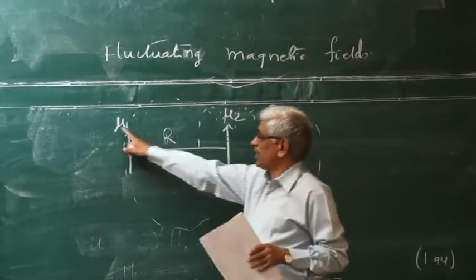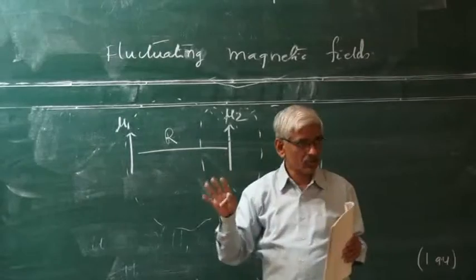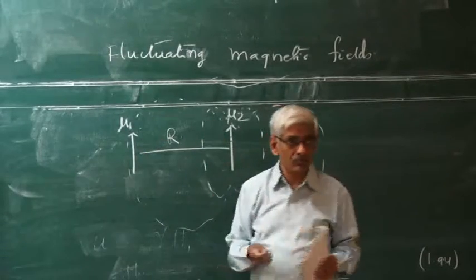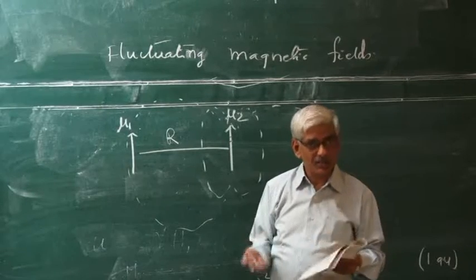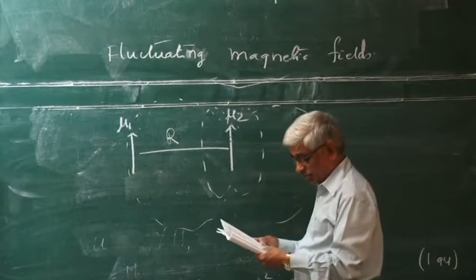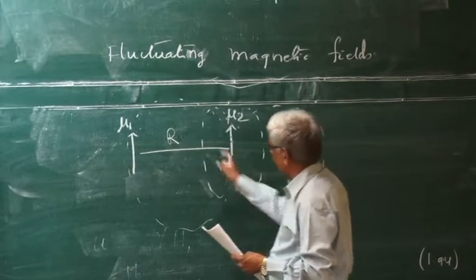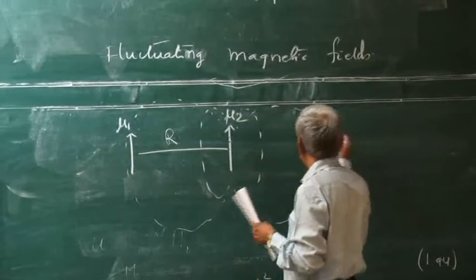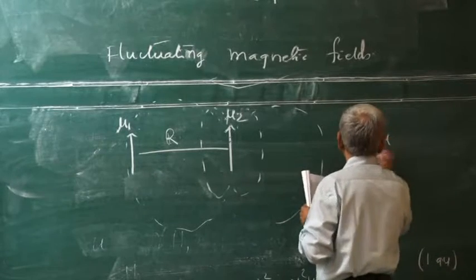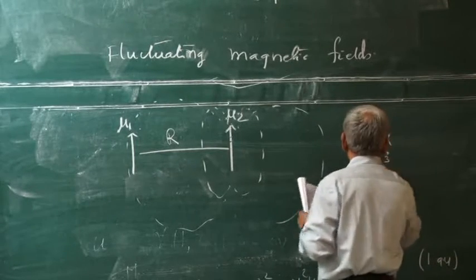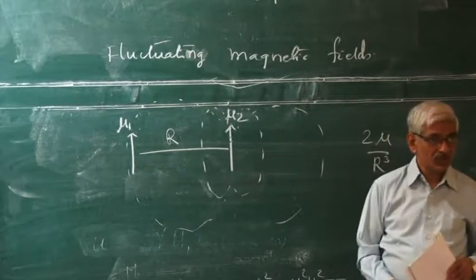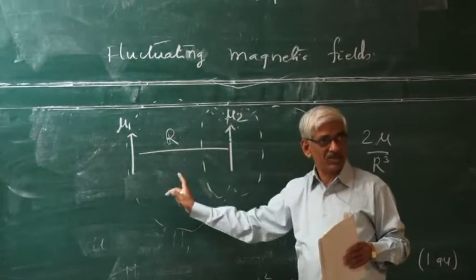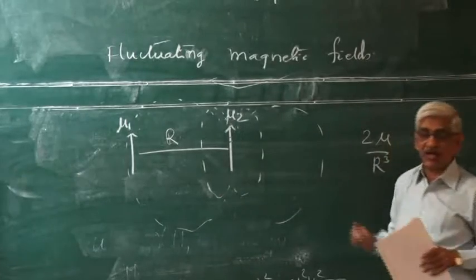And if both are, let us say, protons, they can be different ones also. But if they are both protons, then I will say mu and mu. But they can be mu1 and mu2. So in this situation, the magnetic field created by this at the site of this is 2 mu by r to the power 3. Field created by one dipole at another dipole at a distance of r is 2 mu by r cube.